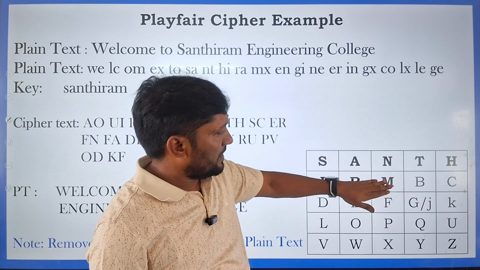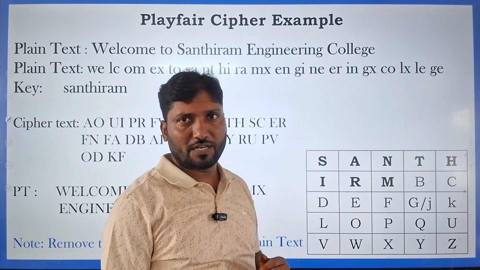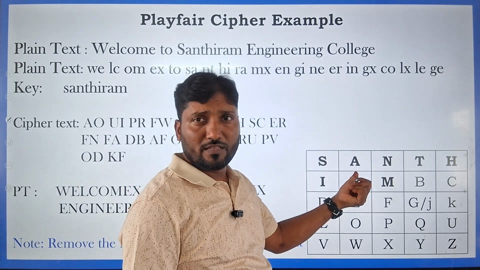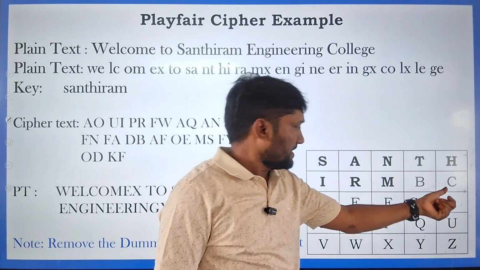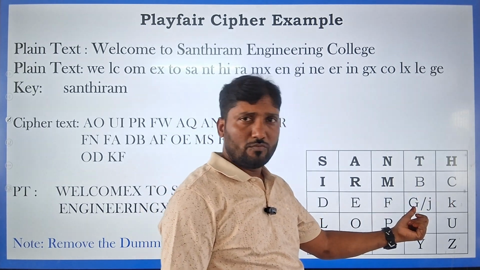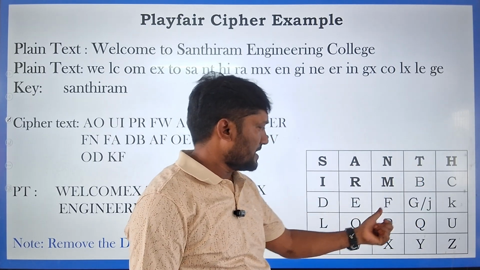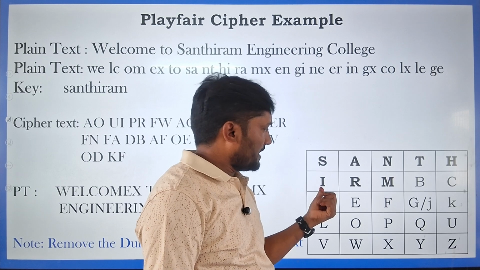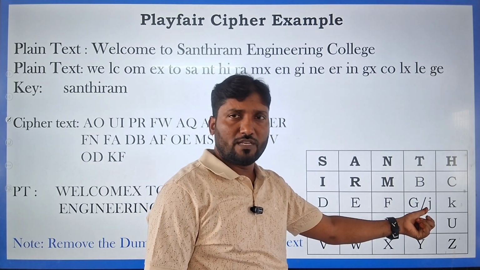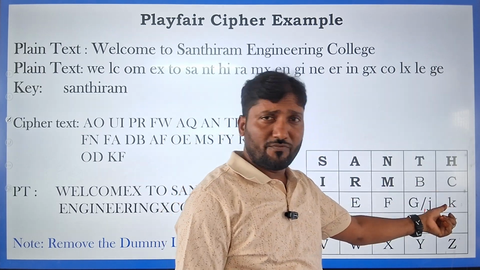Now I fill in my secret key, and then we have to fill the remaining cells with those letters that are not covered in the secret key. A is already covered in my secret key. B is not covered, so I can fill in B. C, D, E, F, G are not covered in my secret key, so I can fill them in one by one. H is already covered here. I is already covered here. J is not covered, so you can add that. K is not covered in Shantiram, so I can fill in K.